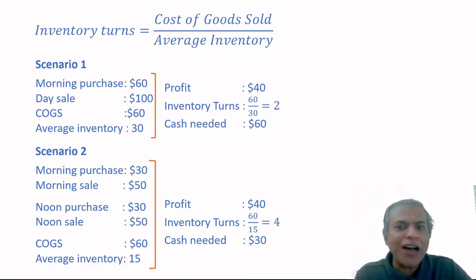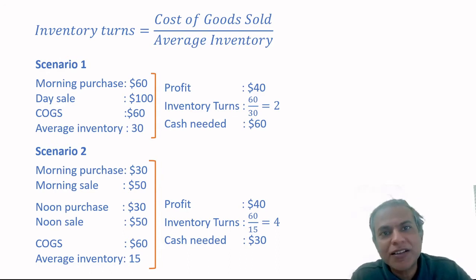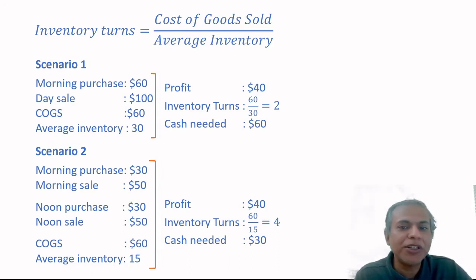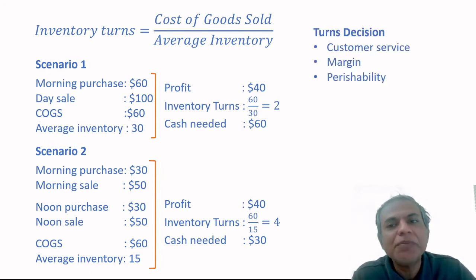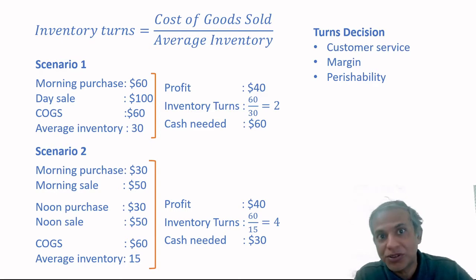The decision of how much working capital should be invested to run the business, or how much inventory turn I should have, is generally based on three parameters. Customer service. If I have a business where I want to give more customer service, I never want to run out of materials, so I have to carry higher inventory. Higher inventory means higher average inventory. It means lower inventory turns.